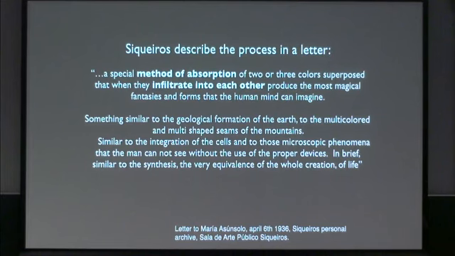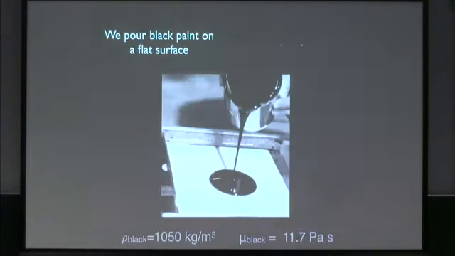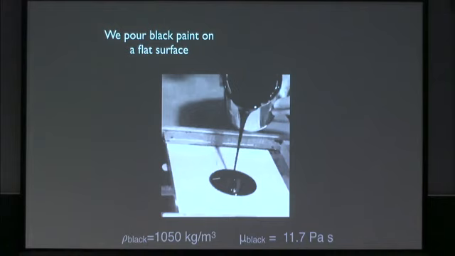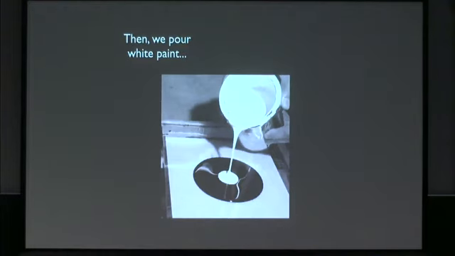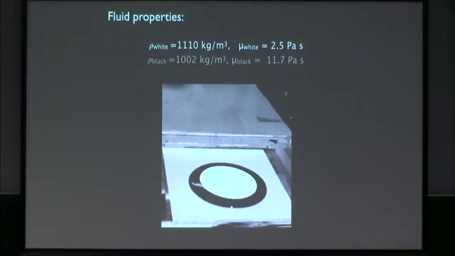So what we did then is we took just the fluid mechanics part. We tried to reproduce this in the laboratory by pouring a layer of paint onto a horizontal surface. This is black paint. Then it spreads out a little bit, and on top of it we pour white paint, following the idea that Siqueiros had. At the end we have something like this. It's just a pancake, a double-decker pancake.